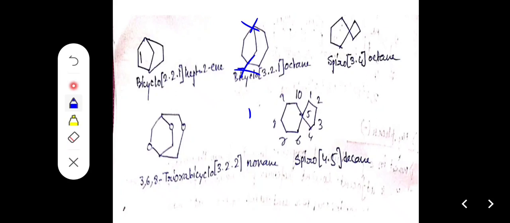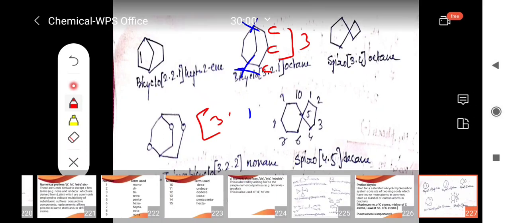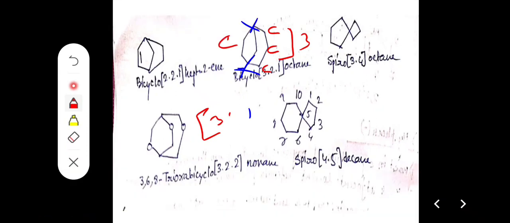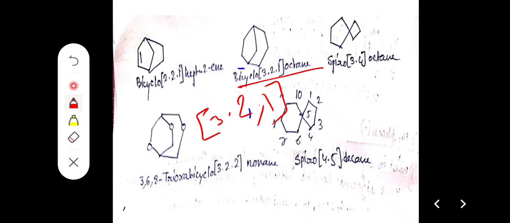Okay, so there should be one carbon, one carbon, one carbon. So overall we get 3, the highest number we get is 3. Then one carbon, one carbon, so we get 2 again. And the last one, this carbon, that is we get 1. So overall we get what? That is bicyclo 3.2.1 octane.